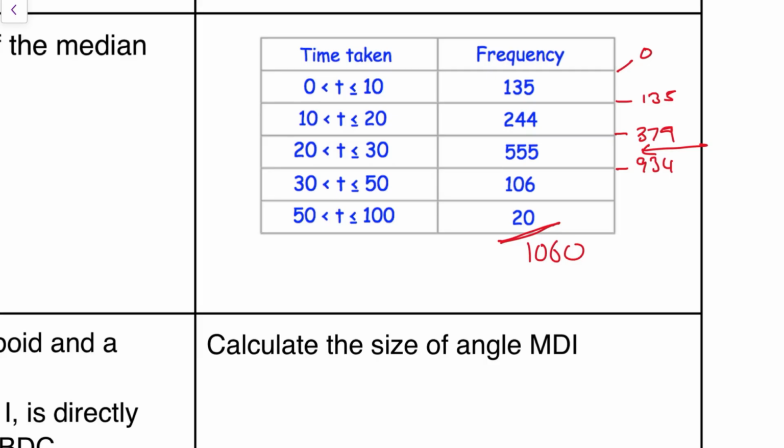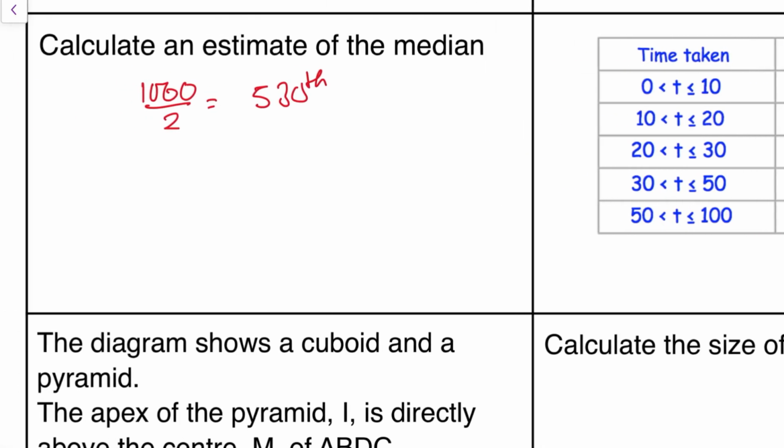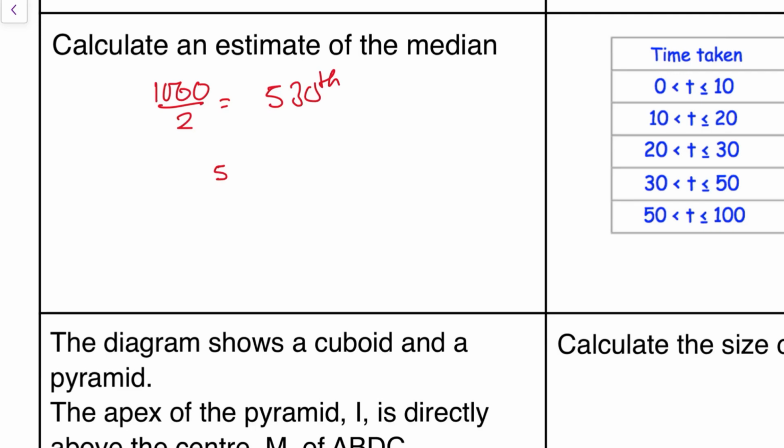The 530th person, thing, time, whatever it is I'm measuring, is going to be about a third of the way along. But I need to be a bit more precise than that. So I'm going to do 530, which is the person I want, minus 379, which is the person at the start of that range.